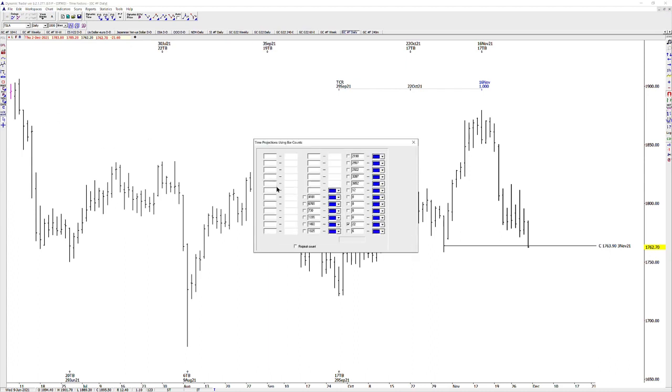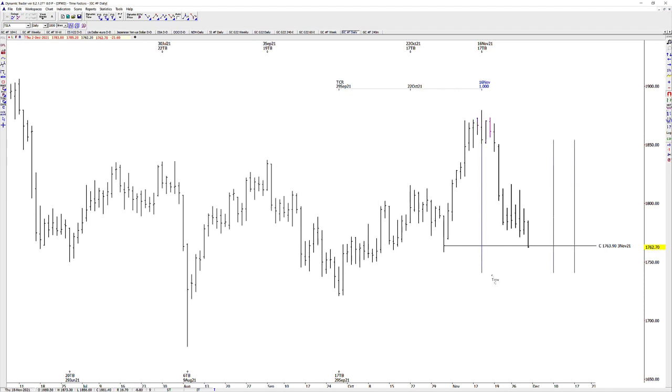Let's see where that falls. And let's just be prepared at that period of time for a potential reversal. And that's still several days away, it looks like, from this date. Is there any other time factors we might want to be alert to as of this time?